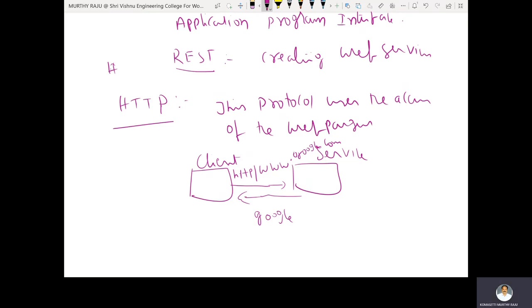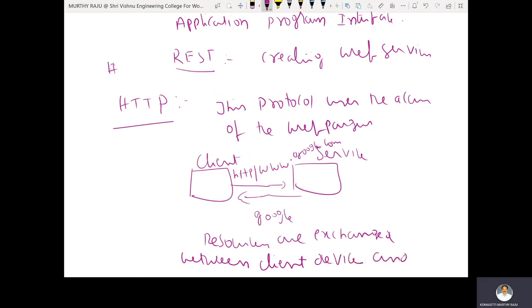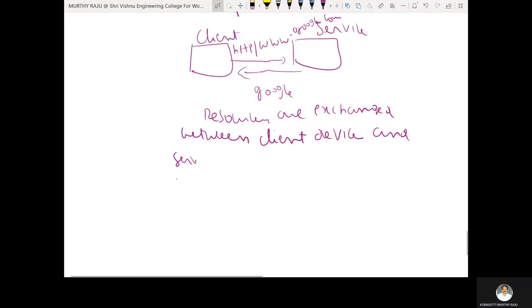In the HTTP protocol, resources are exchanged between the client device and the servers over the internet. That is very, very important.